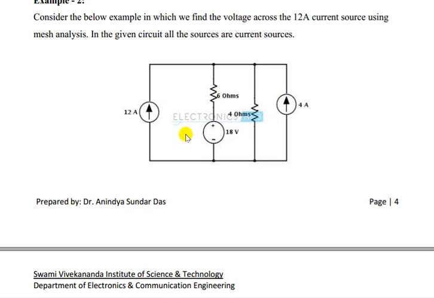Now, if this is mesh I1: suppose a current source is present in a mesh and is connected to only a single mesh. Then whatever the current value is, that will be equal to the mesh current. That means here I1 will become 12. Now we can apply some other technique also.